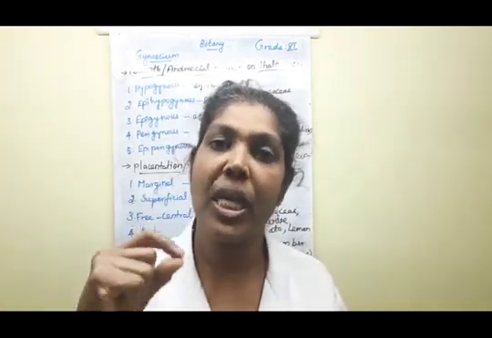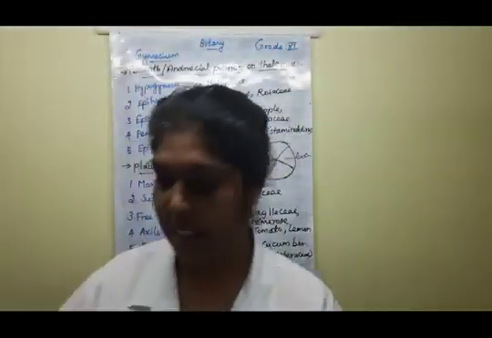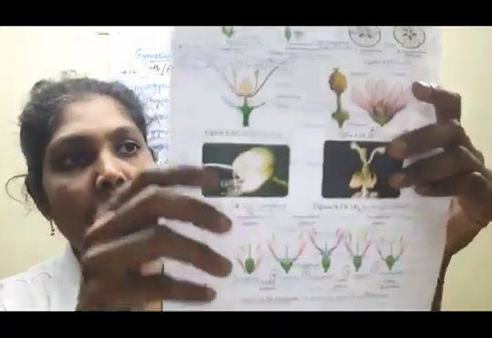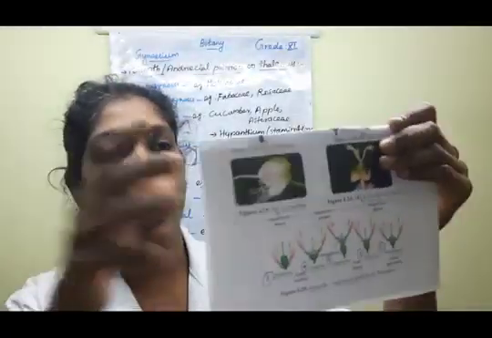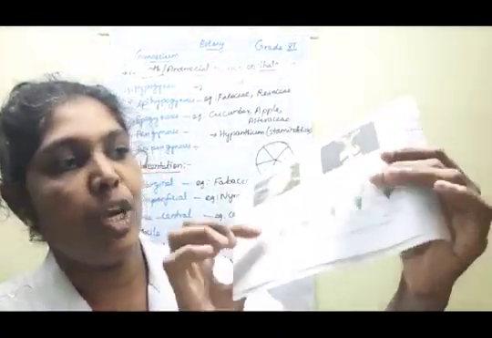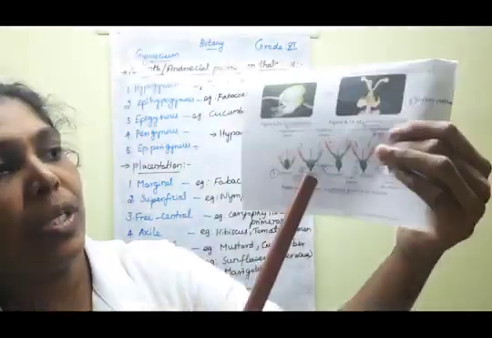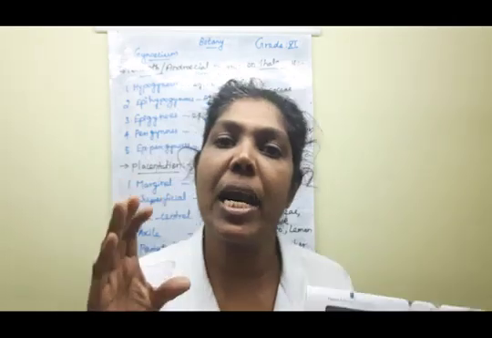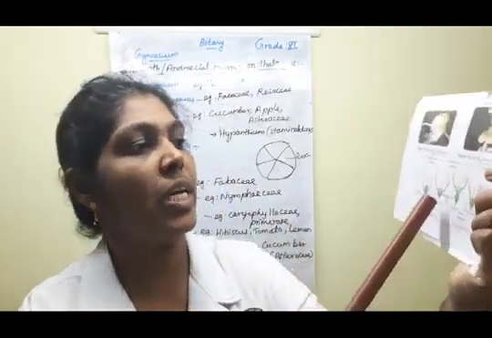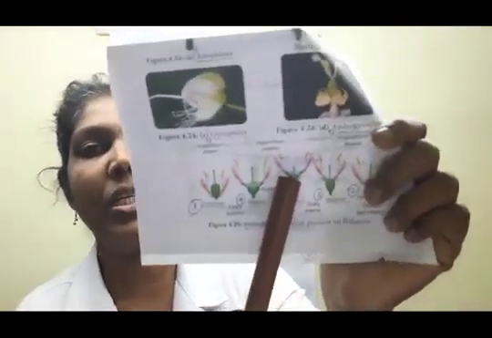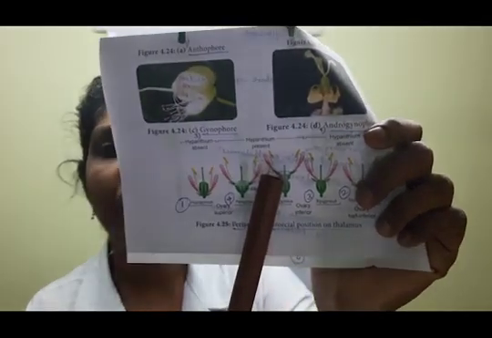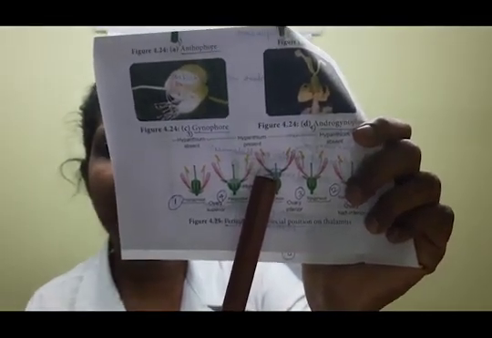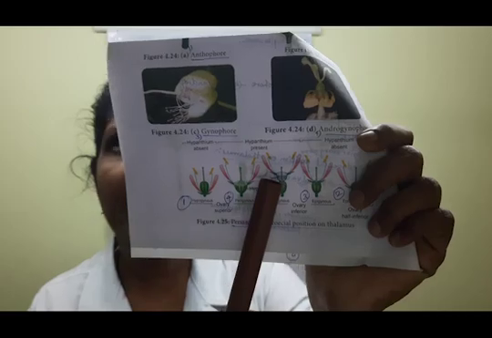Okay, hypanthium, all of you listen. This is the floral representation, the flower representation of this one. This is a hypanthium. What do we mean by hypanthium? This structure is the representation of the hypanthium. All of you look at this picture, children. This is the hypanthium structure.